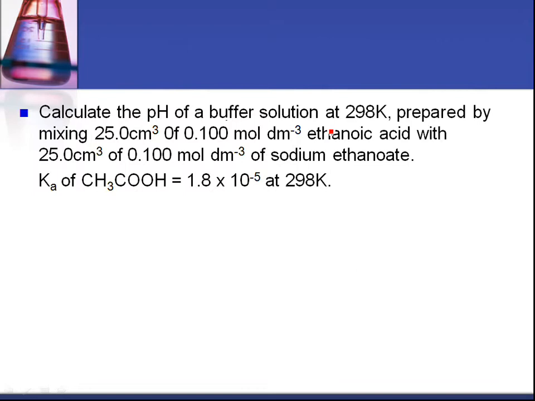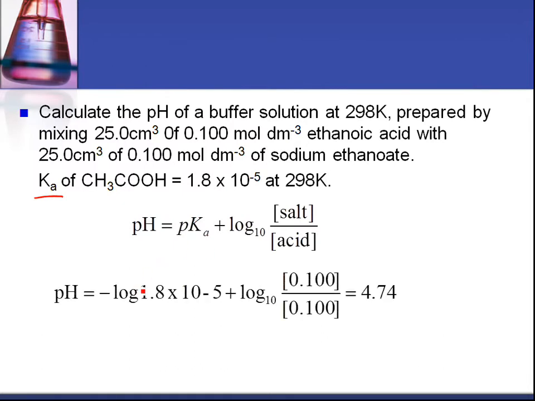Calculate the pH of a buffer solution prepared by mixing this quantity of ethanoic acid and that quantity of sodium ethanoate, and we're given the Ka of ethanoic acid. So we're going to use the Henderson-Hasselbalch equation for pH, obviously. Okay. Now we're given Ka, but you have to input pKa into the equation. So what you need to do is this: you take the negative log of the Ka. Okay, so there's our Ka, which is 1.8 times 10 to the negative 5, plus the log of the concentration of the salt over the acid.